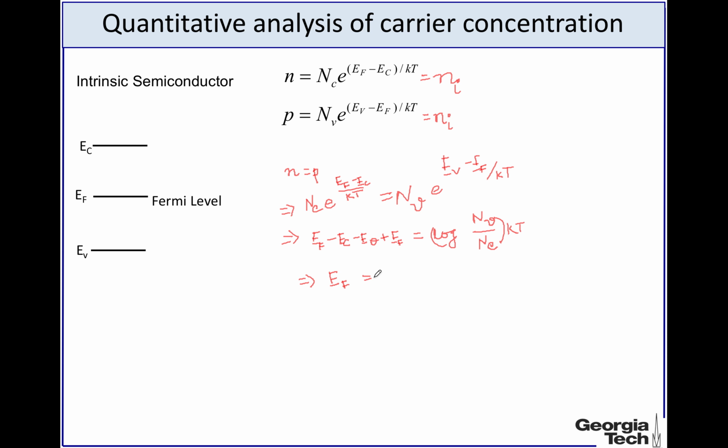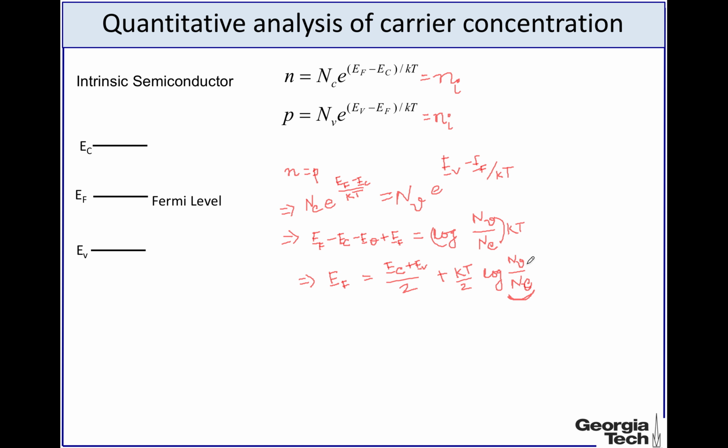Essentially EF equals (EC plus EV) over 2 plus kT over 2 times log of Nv over Nc.